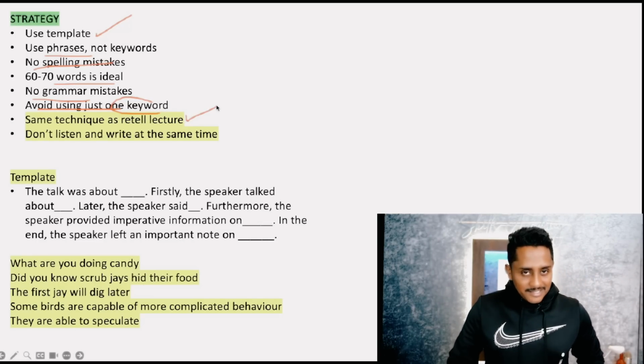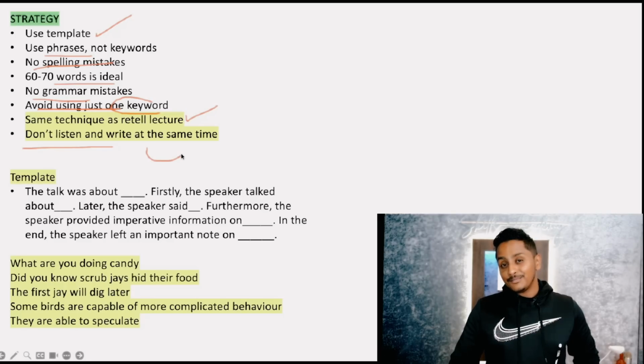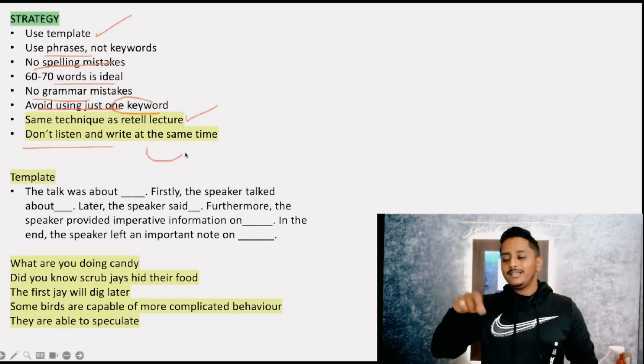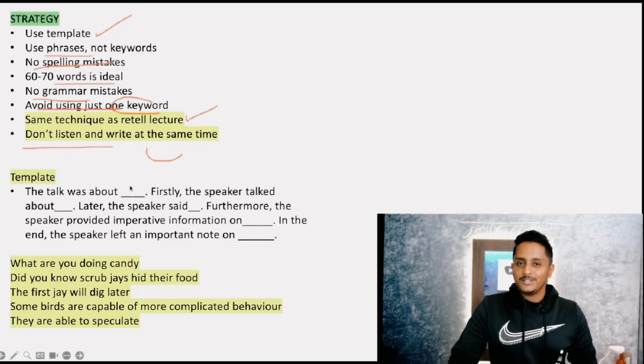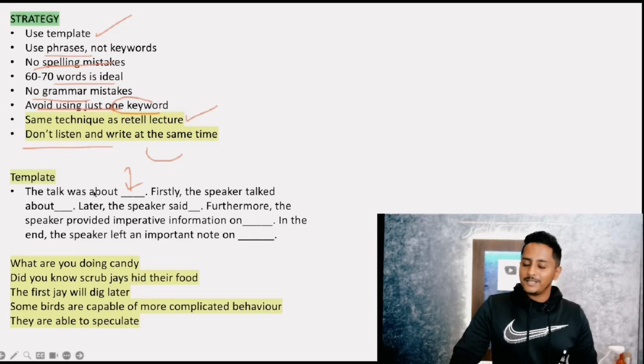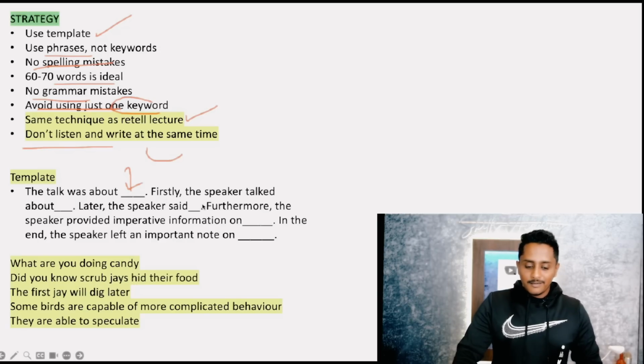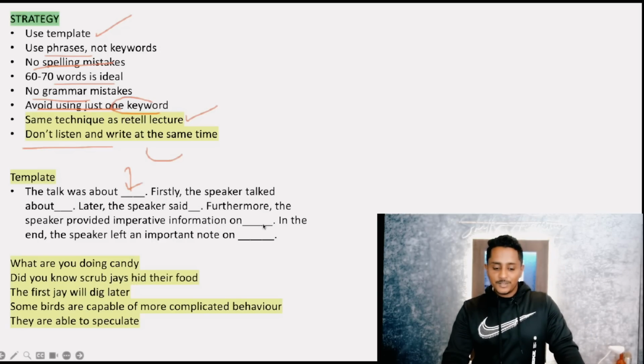Same technique as the written lecture. Don't listen and write at the same time. When you're listening, you just listen. When you write, just write. Don't do both things at the same time. This is the template that all my students use. The talk was about. Firstly, the speaker talked about. Later, the speaker said. Furthermore, the speaker provided imperative information on. In the end, the speaker left an important note on.